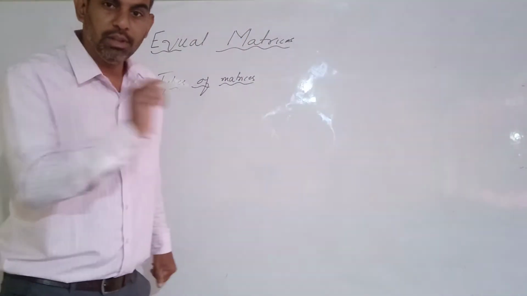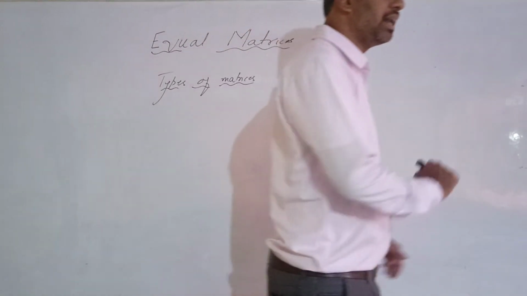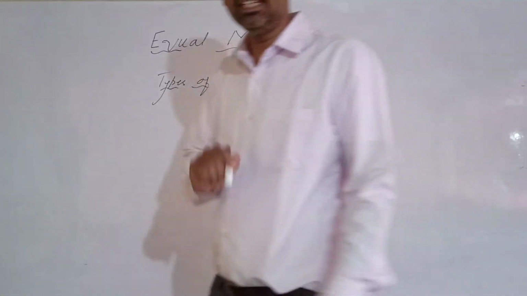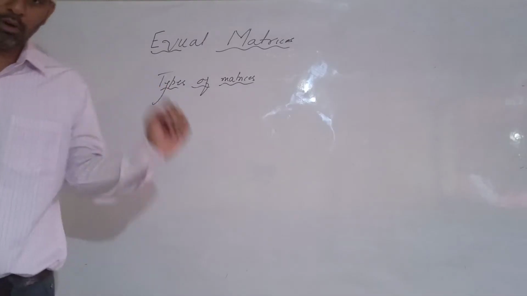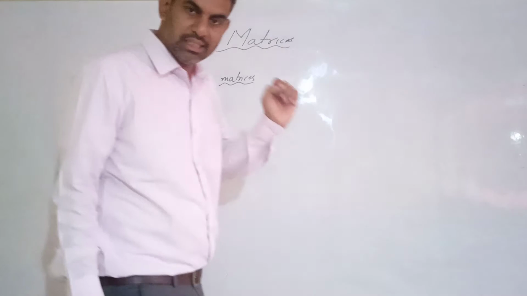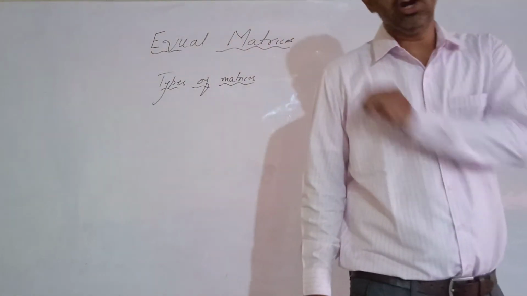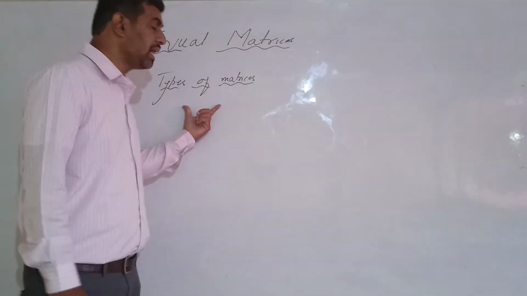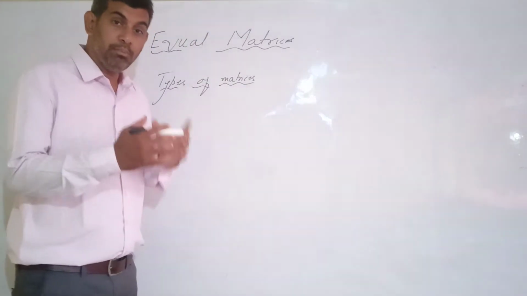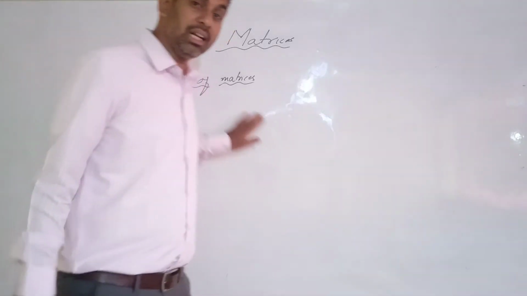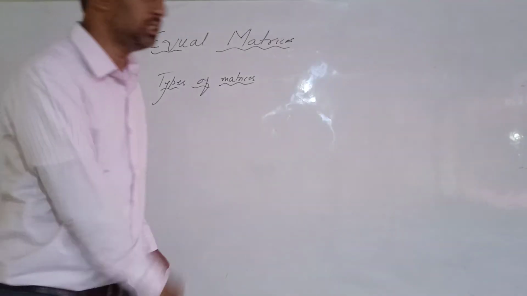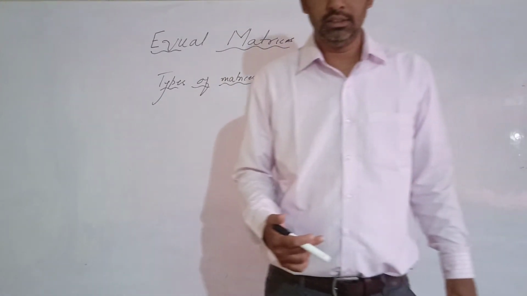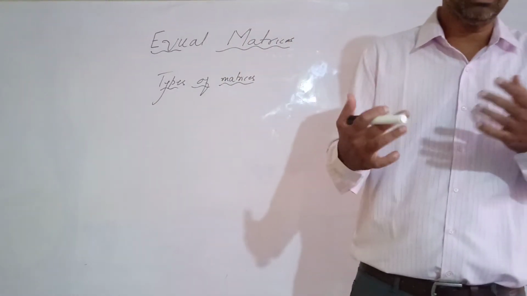We have seen the order of the matrix. The number of rows and columns present in the matrix is called the order of the matrix. And last class we have seen types of matrices. Very important for exam purpose, 1 mark. Types of matrices is very important. The definition may appear for 1 mark. We have seen different types of matrices.